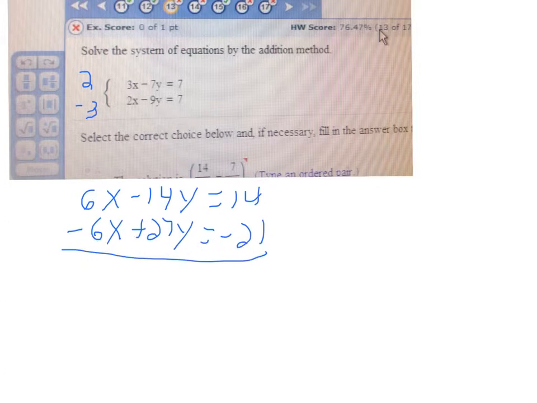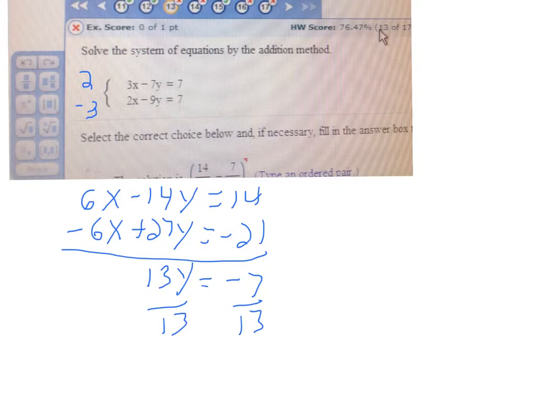Now I want to add these equations. The x's will be eliminated. That will give me 13y equals negative 7. Divide each side by 13. And we have half the answer here: y equals negative 7 over 13. Since that's kind of a messy answer, I could take that and substitute it back in and find the value of the other variable. What I would suggest is go back and eliminate the y's and solve for x.